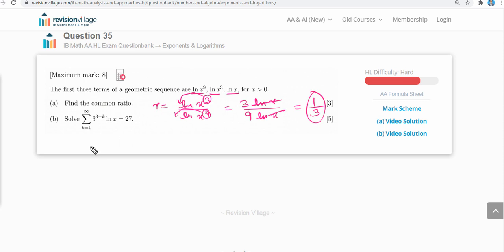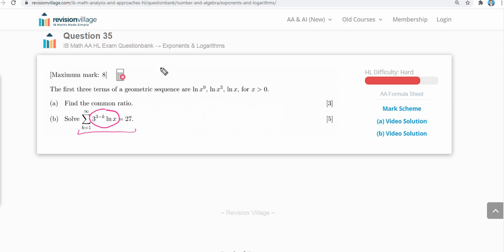Alright, so now the next part. It says solve the sum from k equals 1 to infinity of 3^(3 minus k) ln x equals 27. So from here we have to work out the value of x. Basically this seems to be the nth term of the geometric sequence, so let's confirm whether it is the nth term or not. We will have to use the formula for the nth term of the geometric sequence. We have the common ratio, that is 1/3.